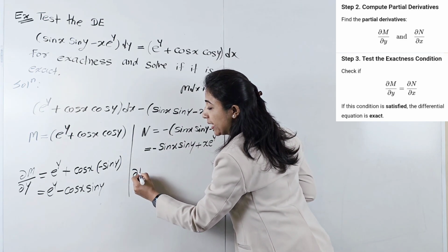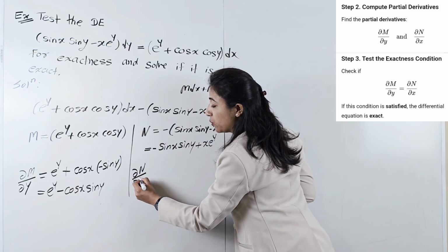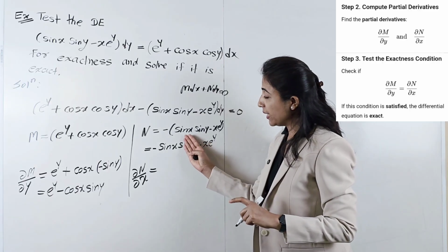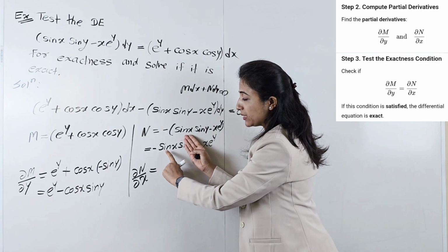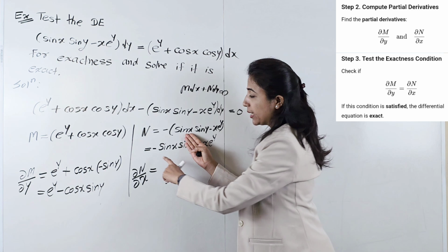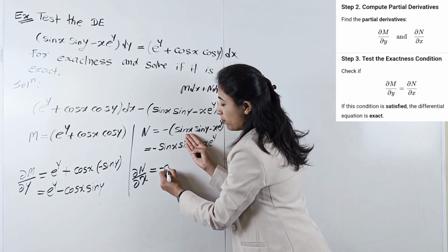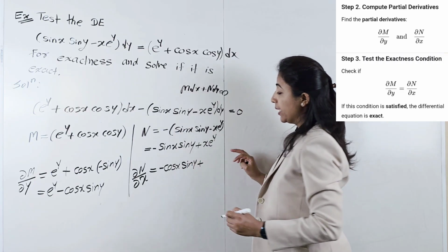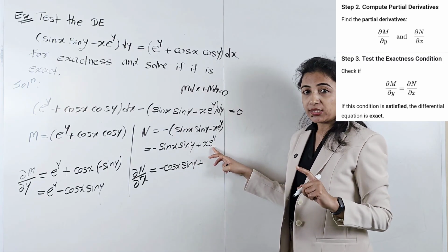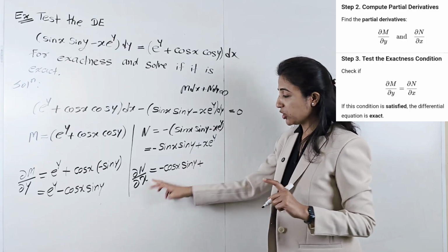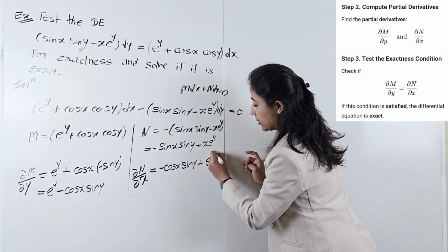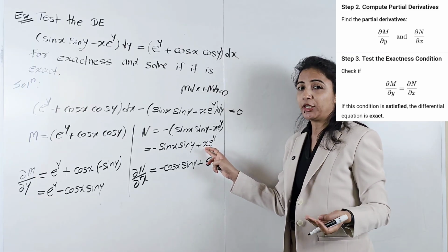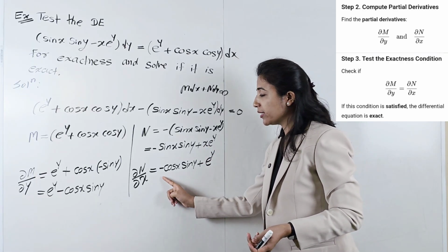So when we are differentiating N partially with respect to x, we have to keep y as a constant. If this y term is constant, we have to take the derivative of this sine. The derivative of sin is cos, and there is already a minus sign. So minus cos x into sin y, plus e^y, which is constant because y is constant when we differentiate with respect to x. So e^y I will write as it is, since it is a multiplication term, and the derivative of x with respect to x is 1. So this is our derivative.